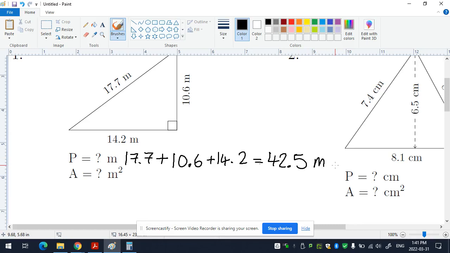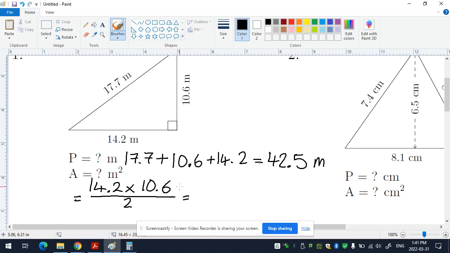All right. Area. What's the base of this triangle? Like, what's the ground distance? If you lay it on the ground like that, what's the base? 14.2. How high is it from ground to top? 10.6. Done. So area equals what? Base times height, or 14.2 times 10.6, all divided by 2.